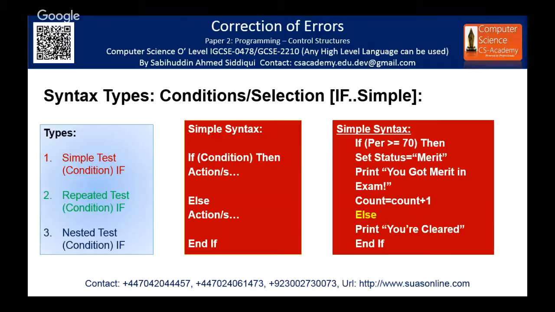Now you can see if you fall in this category, greater than or equals to 70, then you have seen that I have written set status equals to merit. That means merit will be assigned to this person who has secured greater than or equals to 70% marks. And you will see the comments or remarks in the form of a print statement, you got merit in exam. If you want to count how many times the percentage is greater than or equals to 70, you will see count equals to count plus 1.